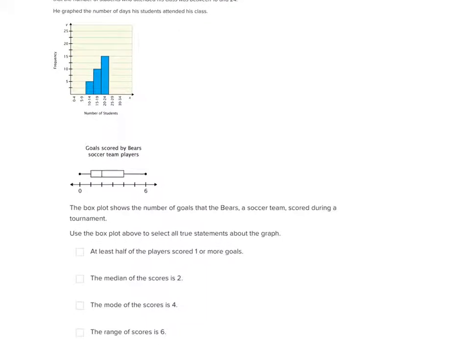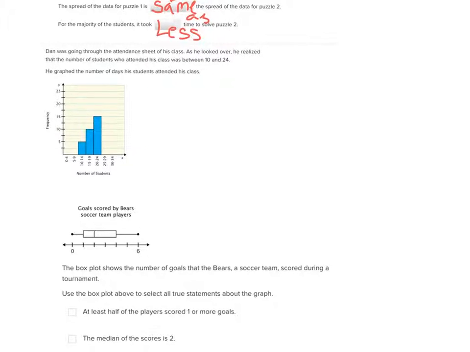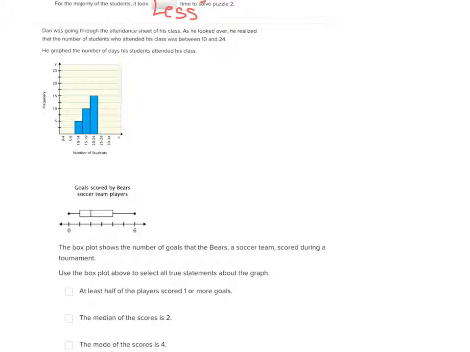Last couple of problems. Okay, Dan was going through the attendance sheet of his data class. As he looked over, he realized that the number of students who attended his class was between 10 and 24.